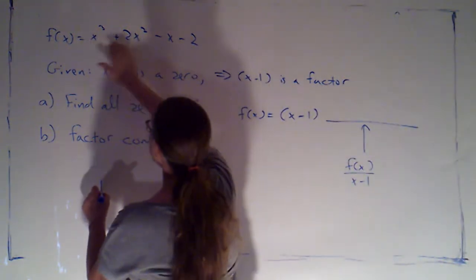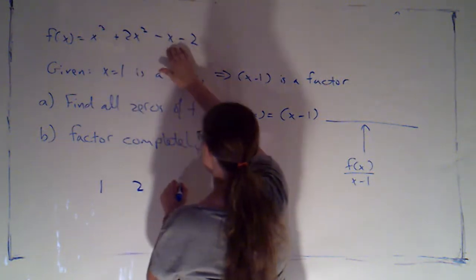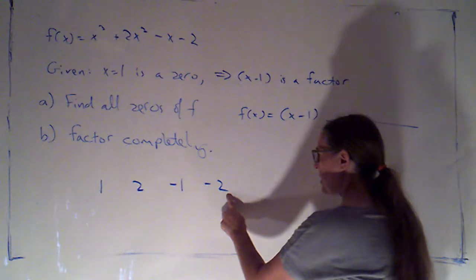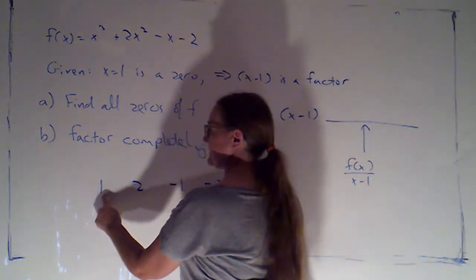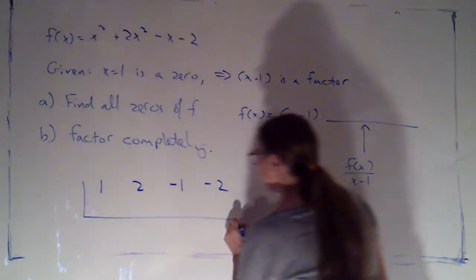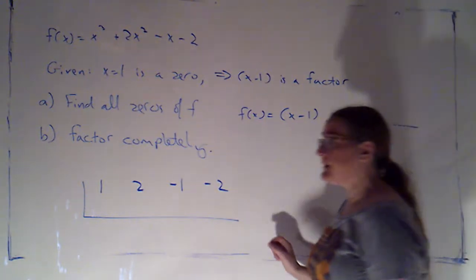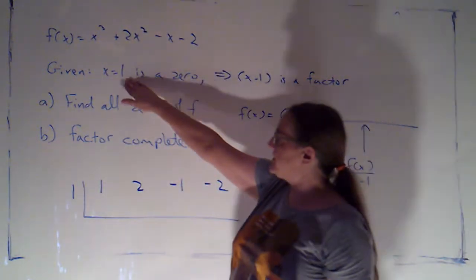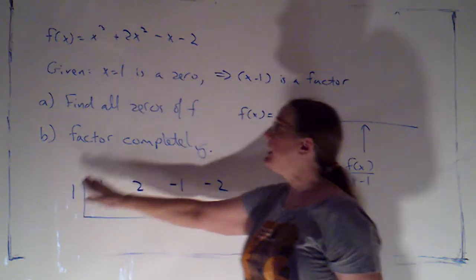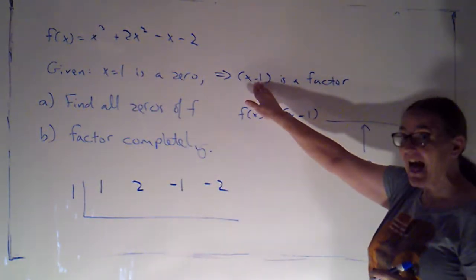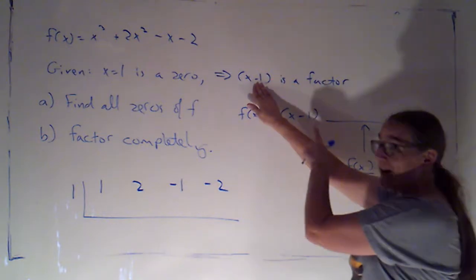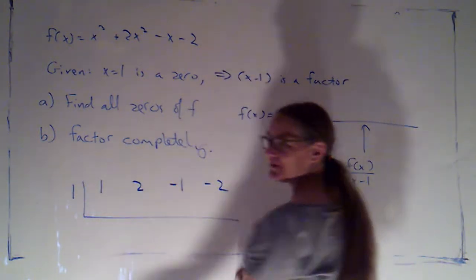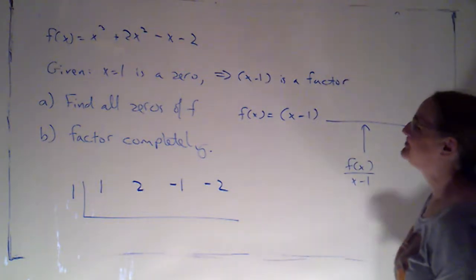So we've got 1x cubed, 2x squared, negative 1 copies of x, negative 2. Quick check: constant, x squared, yes, x cubed. The number that goes out here is the 0. Given the 0, that's what I put out here. Given the corresponding factor, which is x minus the 0, I change the sign to get the number to put out here. So do be very careful with that.